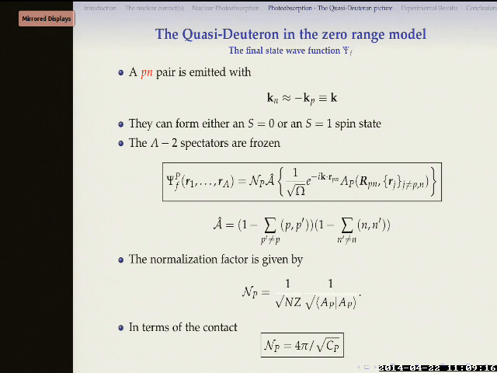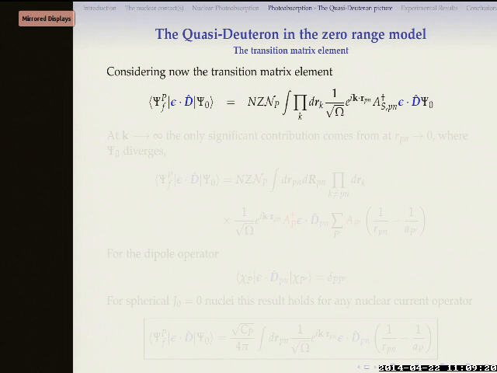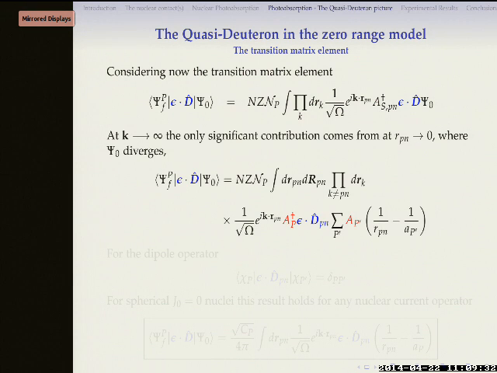So now that I have the initial and final states, I can go to the transition matrix element. And again, for the dipole, this will take this form. Now, since we are considering really a high momentum, this will be short distance, so also for the ground state, I will replace the wave function by the asymptotic form. And this amounts to this kind of integral.